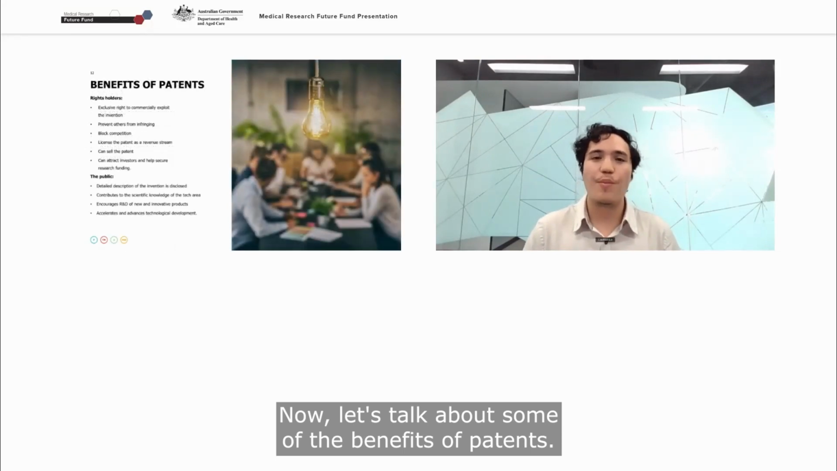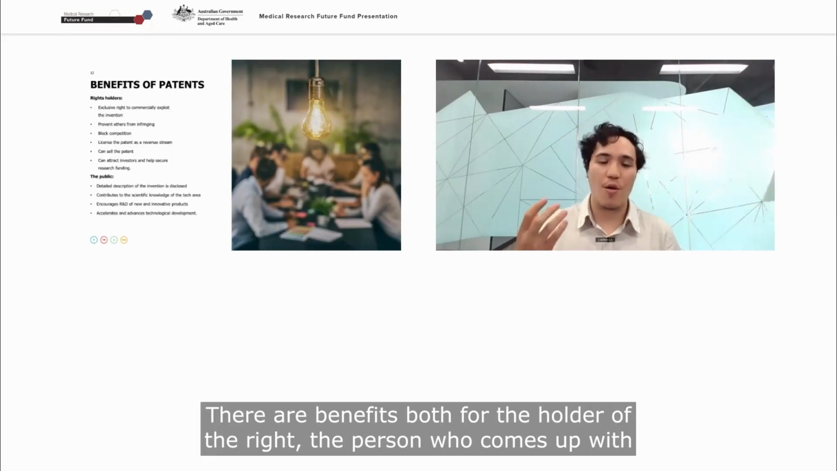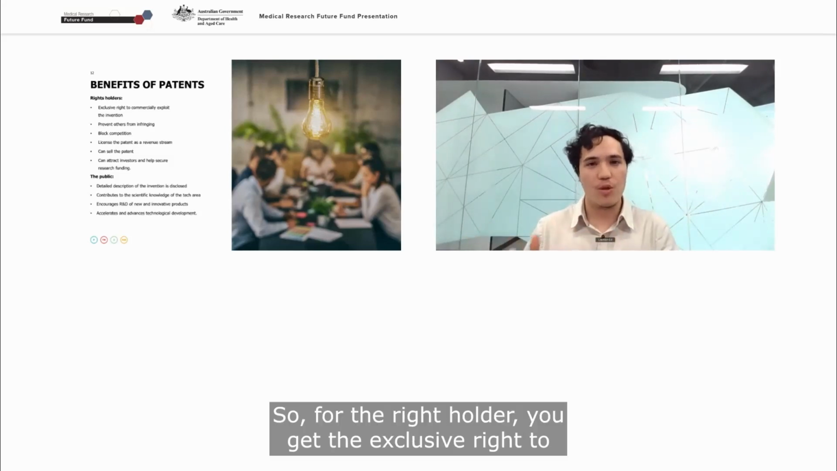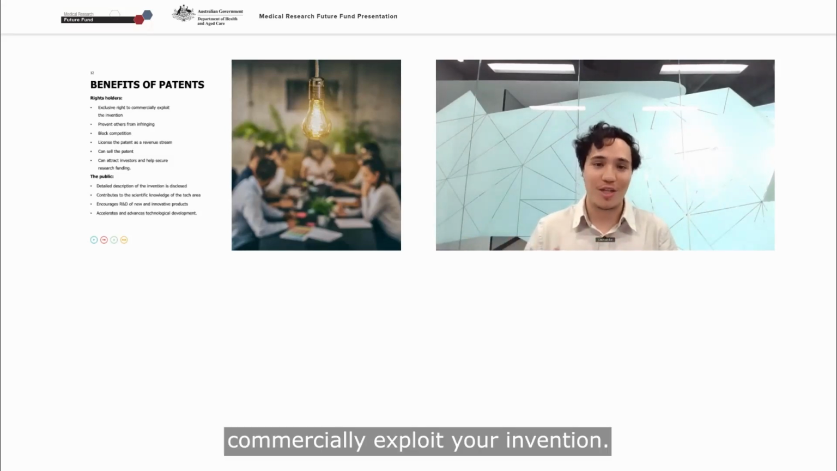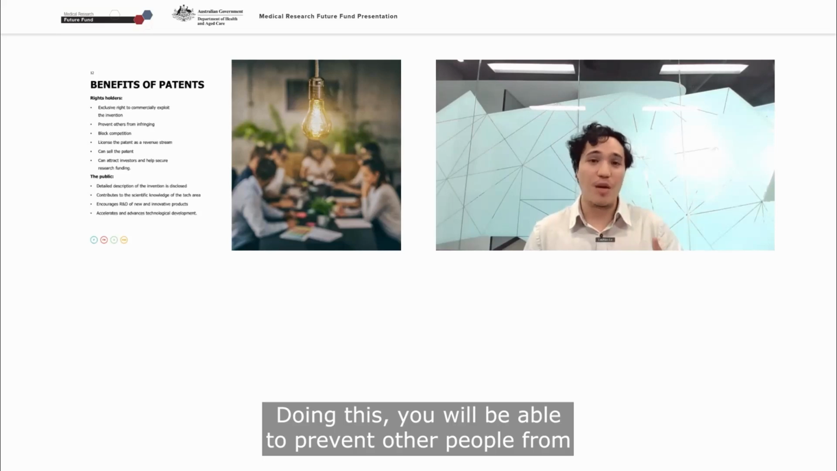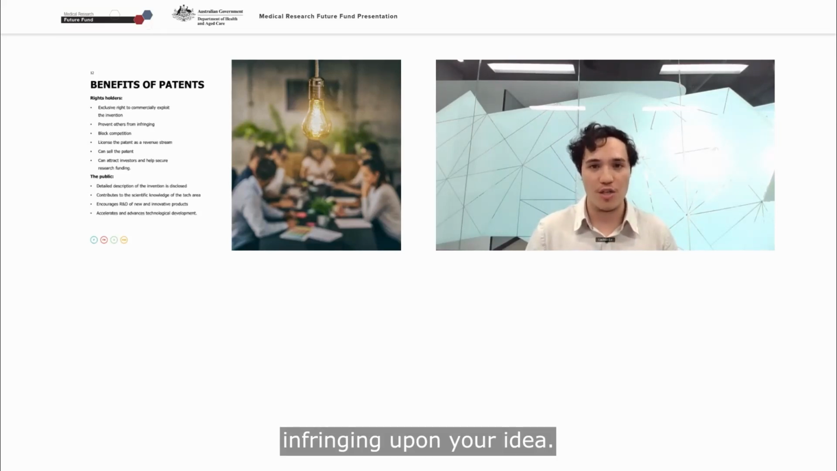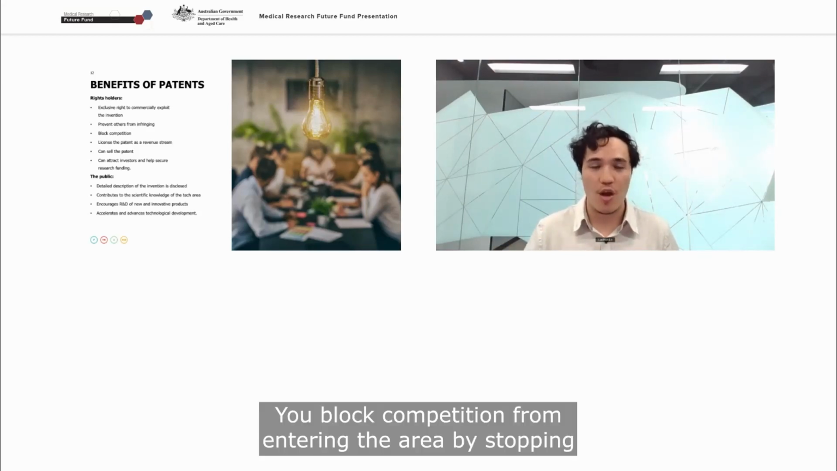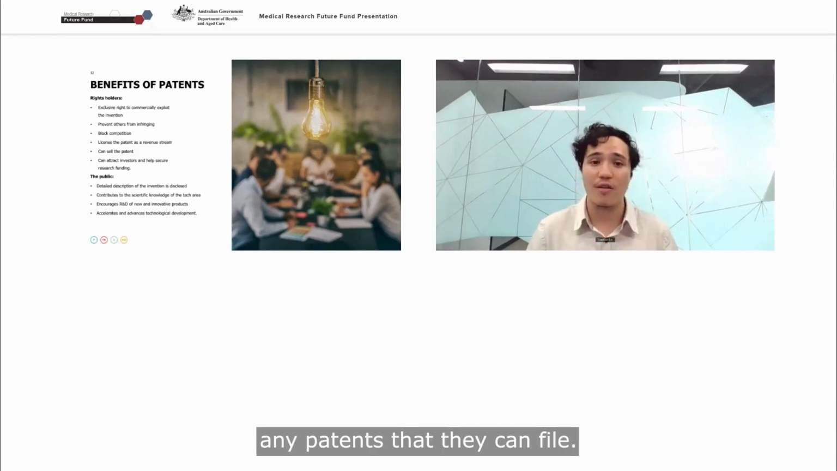Now, let's talk about some of the benefits of patents. There are benefits both for the holder of the right, the person who comes up with or owns the idea, and also for the public. So for the right holder, you get the exclusive right to commercially exploit your invention. That means making it, selling it, so on. Doing this, you will be able to prevent other people from infringing upon your idea, so prevent them from commercializing the same invention that you have created. You'll block competition from entering the area by stopping any patents that they can file.